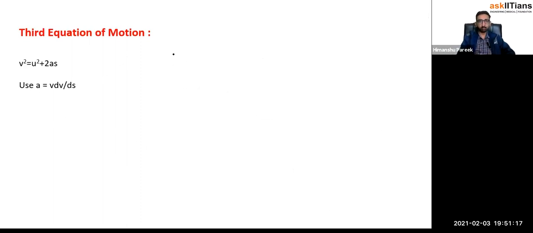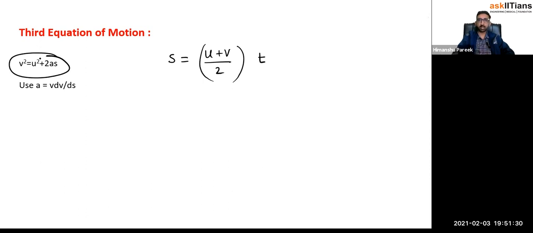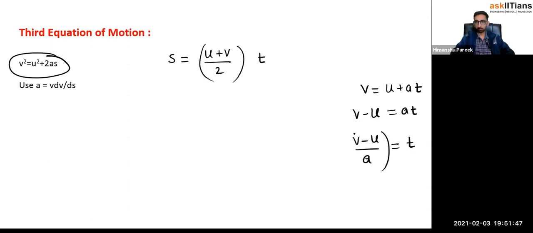So what you will be doing here, you will be writing total displacement as (u + v)/2 multiplied by time. Now you do not want to keep time in the third equation of motion. There is no time term. So what I'll do, v = u + at. I can write v − u = at. Same thing I did in the previous method also. I calculated the value of time by doing the cross multiplication or dividing both sides by a.